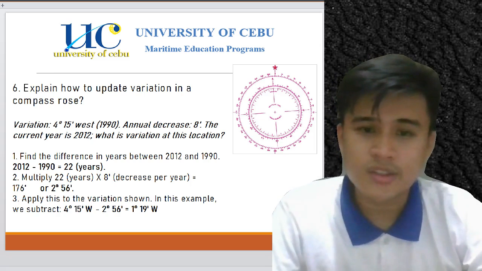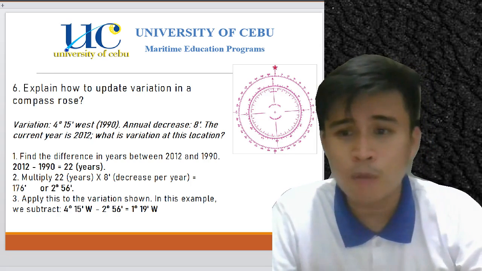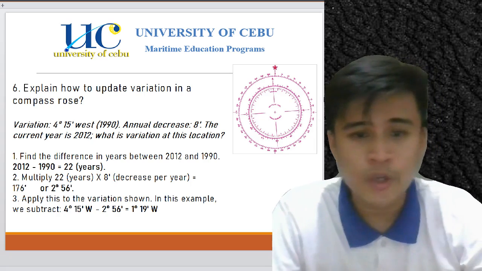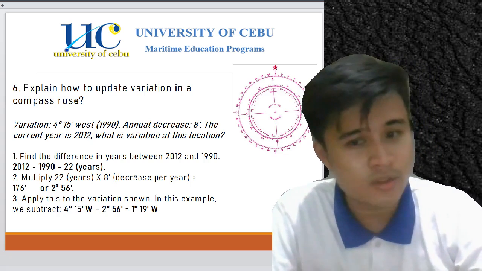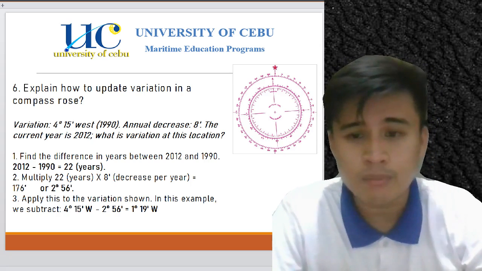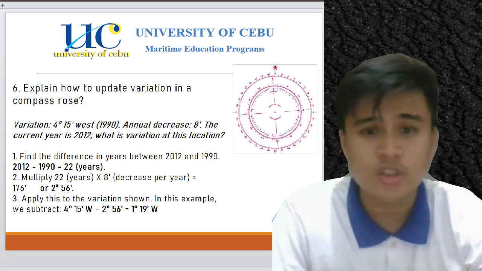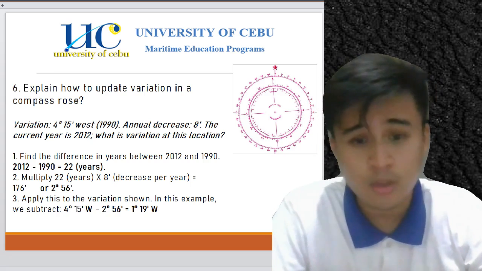So last, number 6, explain how to update variation in a compass rose. The variation is 4 degrees 15 minutes west in 1990 and the annual decrease is 8 minutes. The current year is 2012. What is the variation at this location?